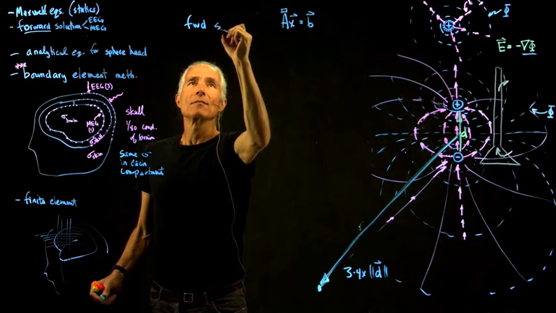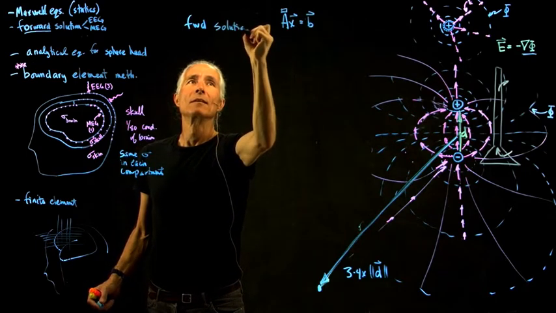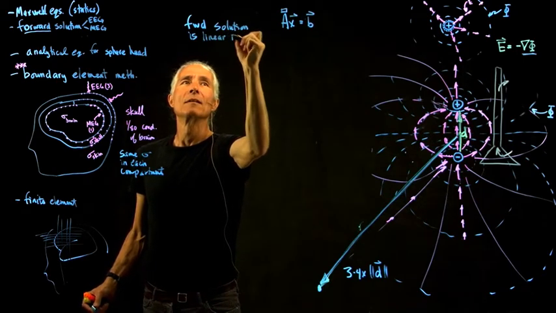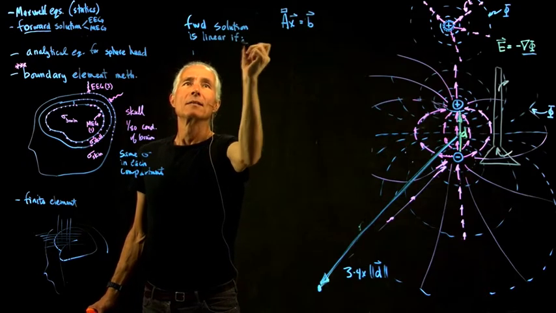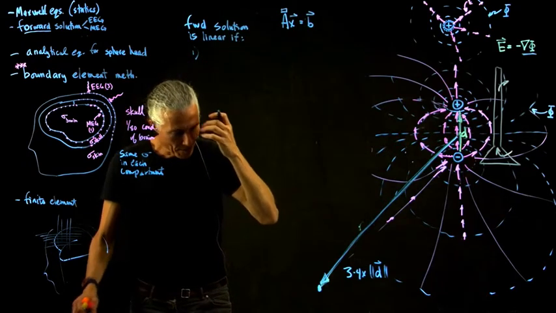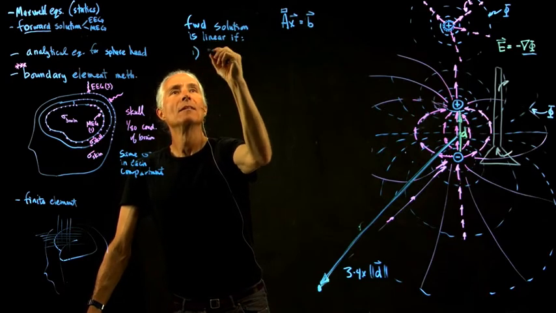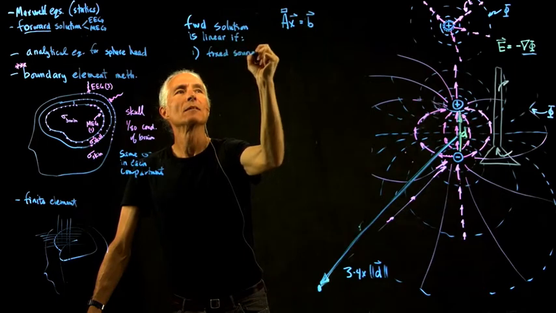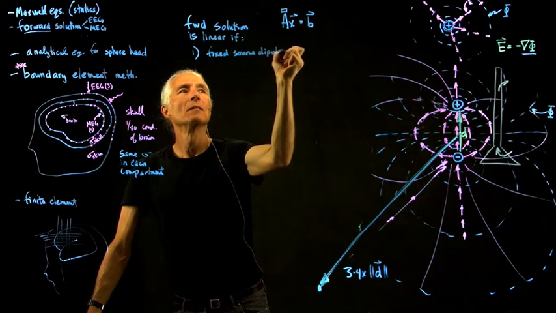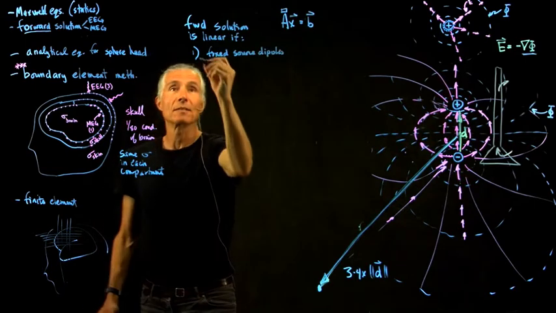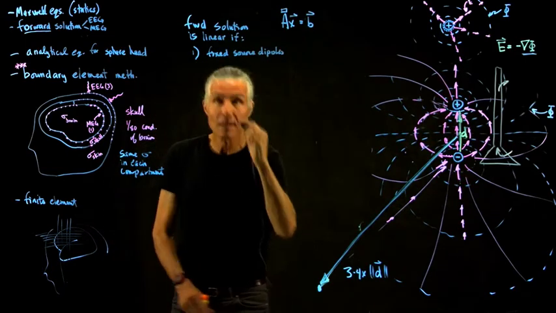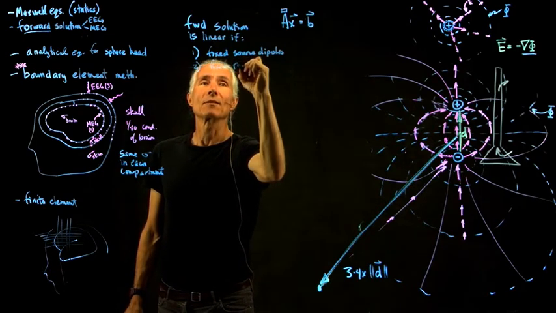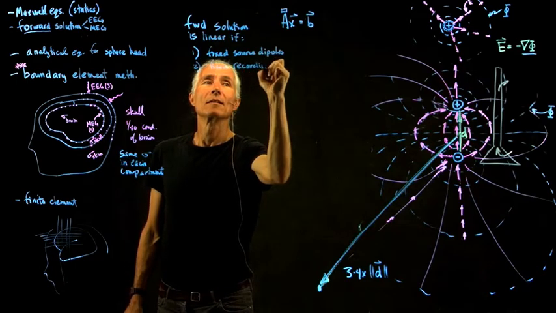So the forward solution is linear if the following thing: we have basically fixed source dipoles and fixed recording locations.